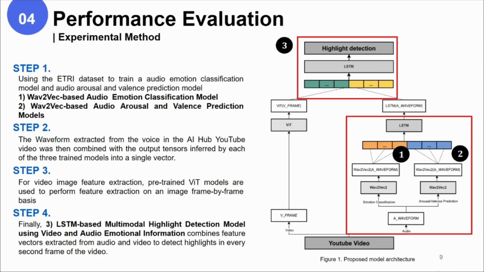I will explain our architecture. First, video and audio are extracted from YouTube videos. Next, for video, we extract features with highlight information using a pre-trained ViT model. And for audio, we obtain audio features with emotional information through the emotion model we trained. Finally, we combine those two features and use them as input for a multimodal highlight detection model.